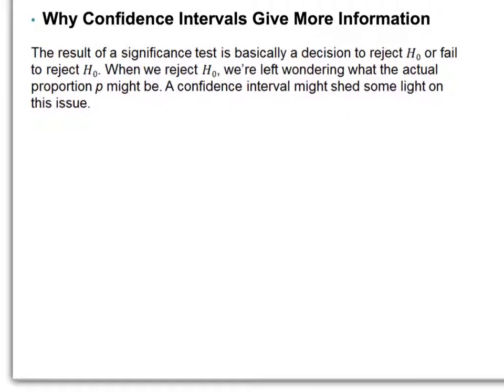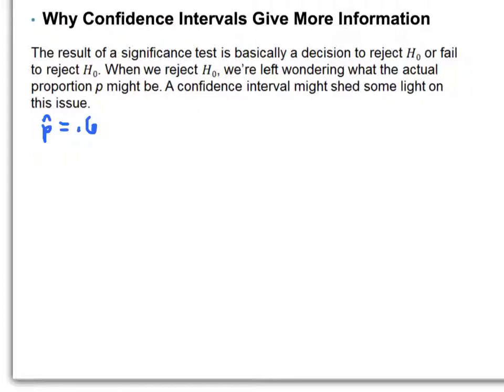Well, a significance test lets us reject or fail to reject. But like I was saying before, when we reject, especially with a two-sided test, we're left wondering what the actual proportion might be. Is it bigger than? Is it smaller than? So a confidence interval might shed some light on this issue. So let's just quickly compute a confidence interval for this. And remember, p hat was 0.6, okay?